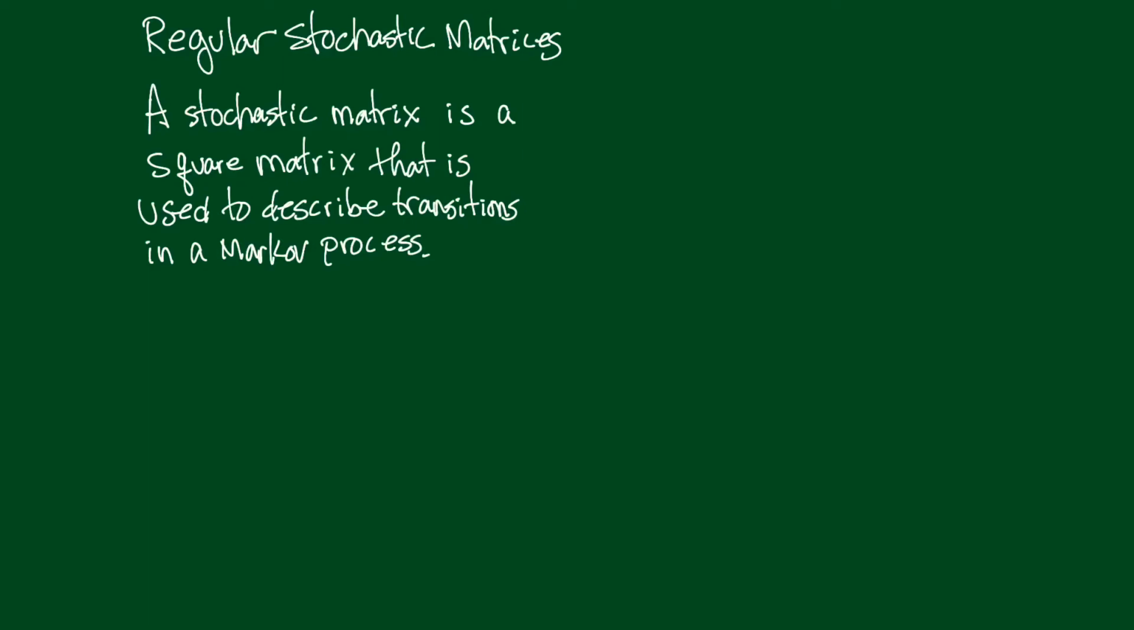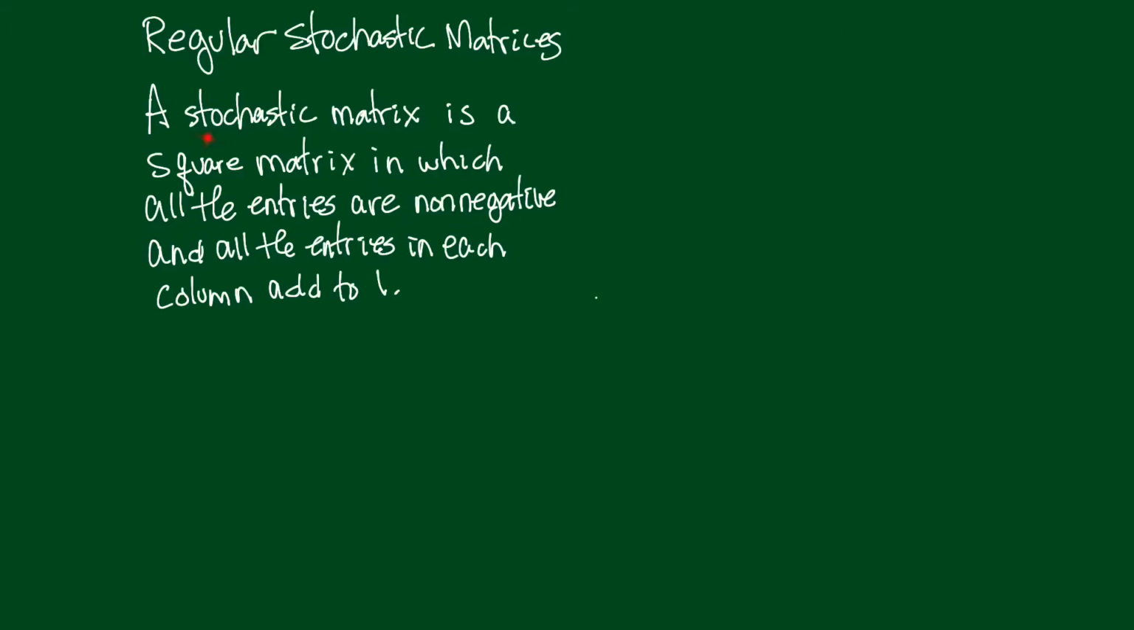So we know what a Markov process is and a transition matrix is. And now what we're going to take a look at are regular stochastic matrices. A stochastic matrix is a square matrix, so same number of rows as columns, like a 2 by 2 or 3 by 3, in which all the entries are non-negative, so no negative numbers. Non-negative means 0 or positive, and all the entries in each column add up to 1.